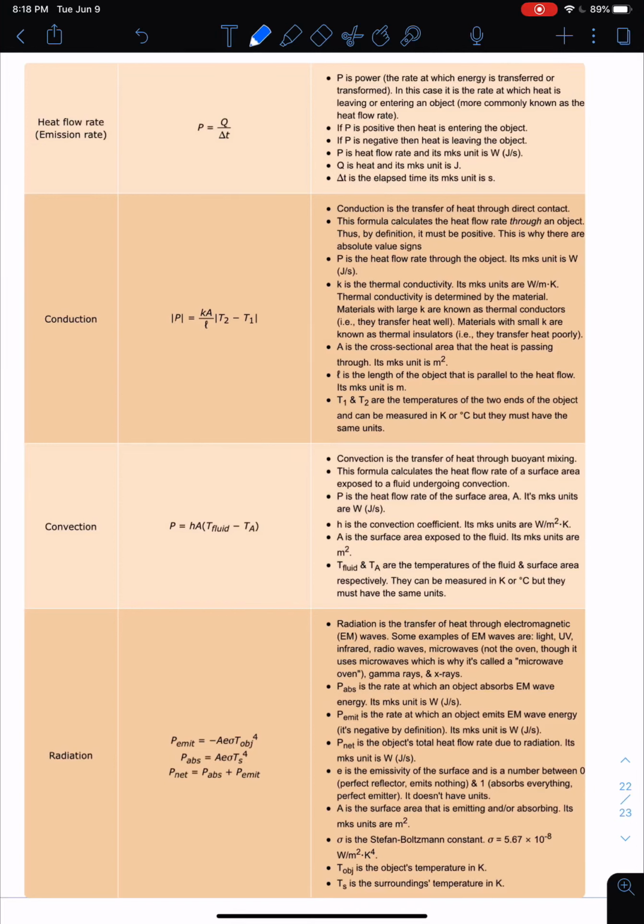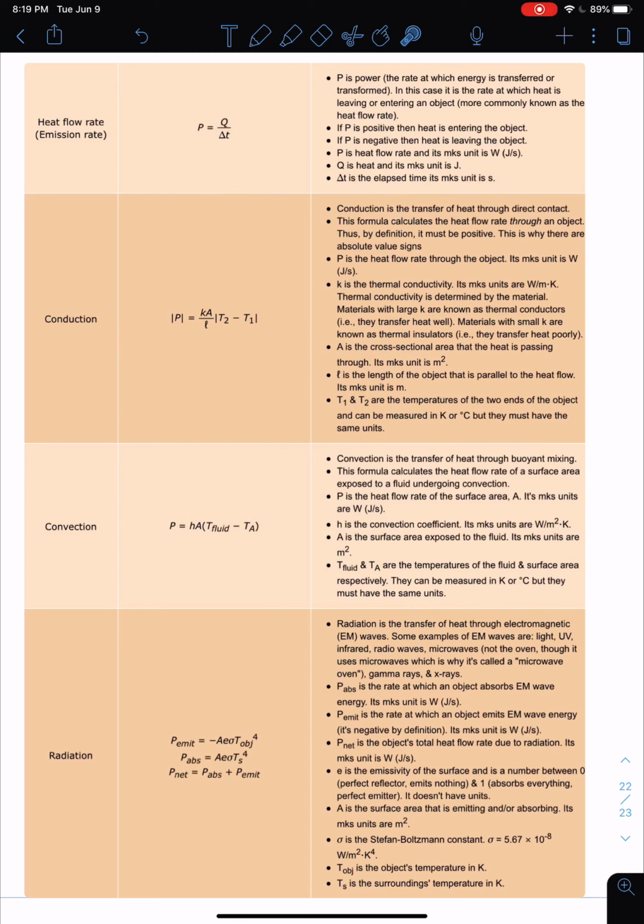So this is the second video that's dealing with the content for this unit. The first one dealt with just kind of the basics of heat. This one is dealing with the methods of heat transfer. And we have three: conduction, convection, and radiation. Conduction is the transfer of heat through direct contact.